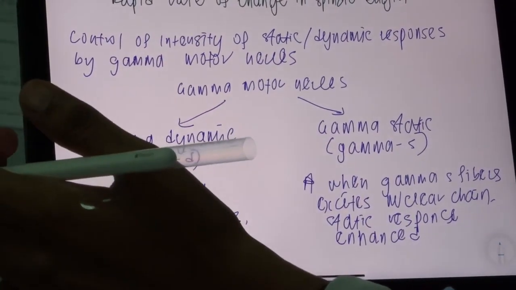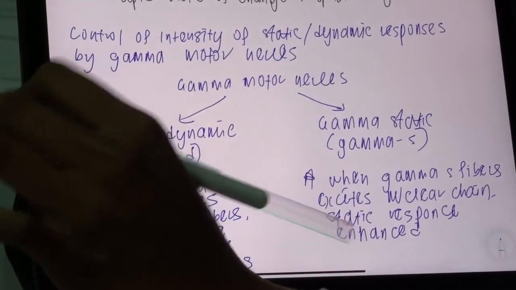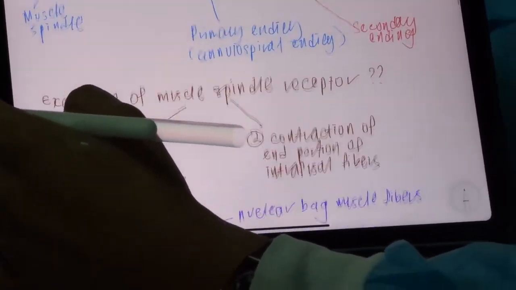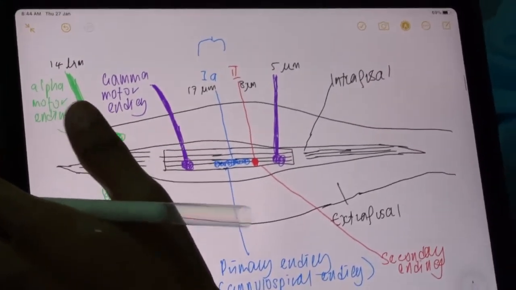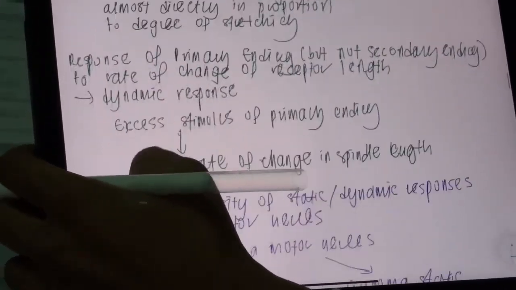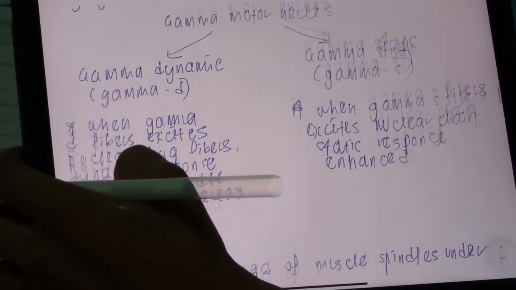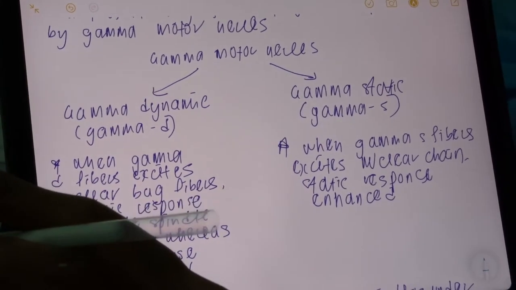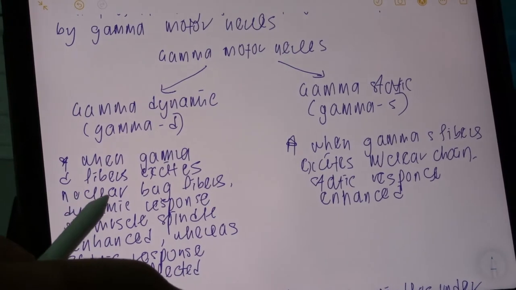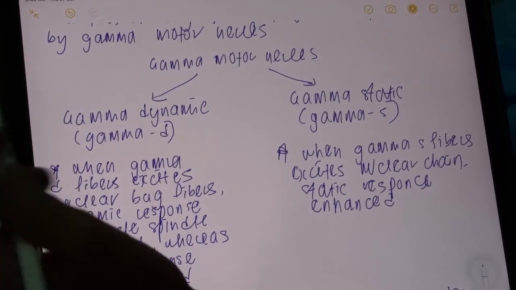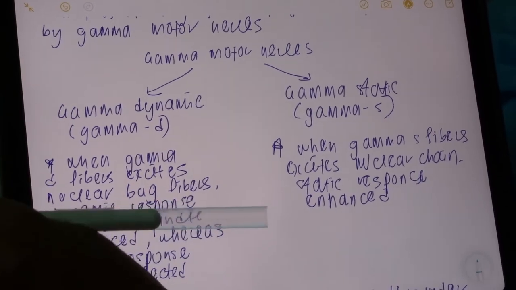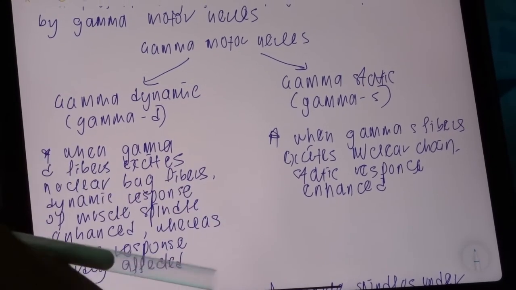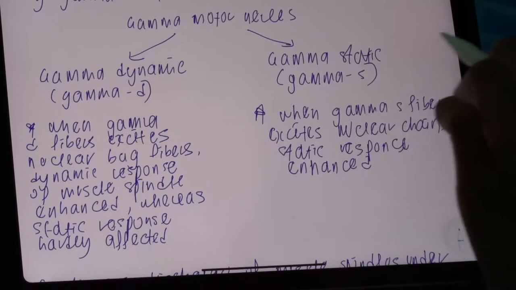So this is about the control of intensity of the static and dynamic response by the gamma motor nerve. I have talked about the gamma motor nerve. They have gamma dynamic and also gamma static. The first thing they will excite is the nuclear bag fiber. So when the gamma dynamic excites the nuclear bag fibers, the dynamic response will be activated, and the static response will be untouched. It goes similarly with the gamma static.